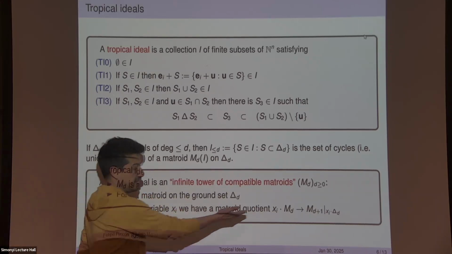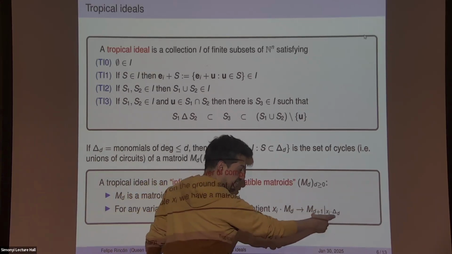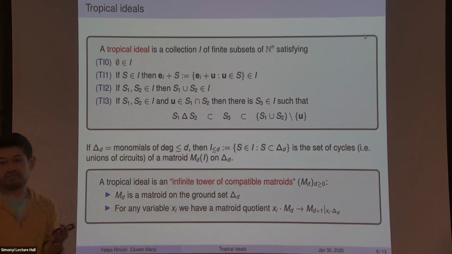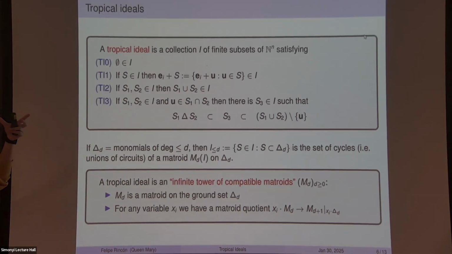So the circuits that you see in degree D, when you multiply them by a variable, you should get a circuit in degree D plus 1. That just means you're restricting to ideals that are saturated with respect to the product of the variables. If you see a polynomial in degree D where all the monomials are multiples of some variable, then you already see it in degree D minus 1.